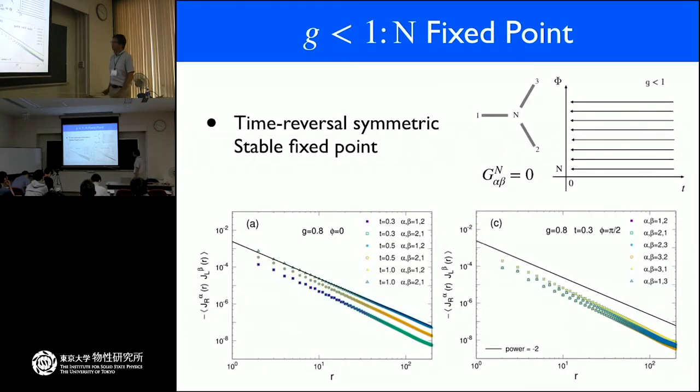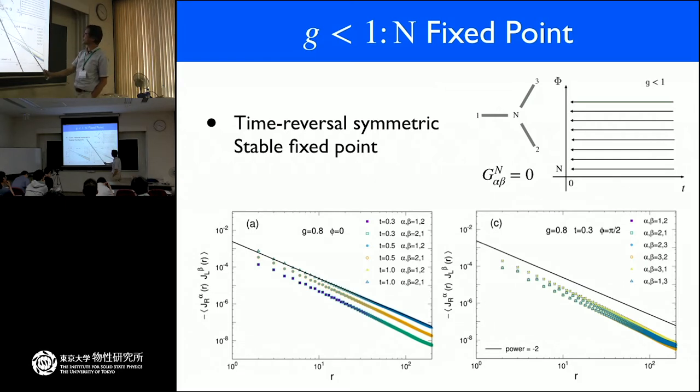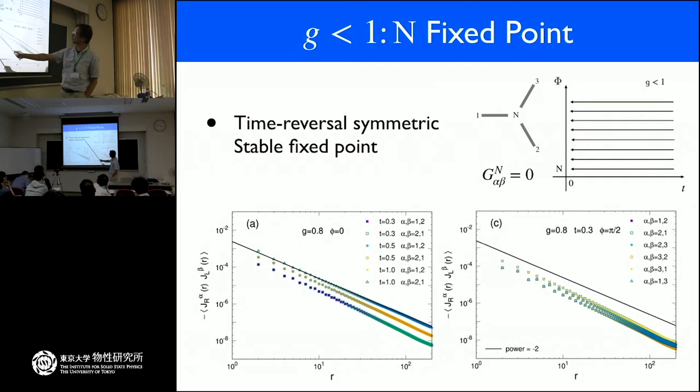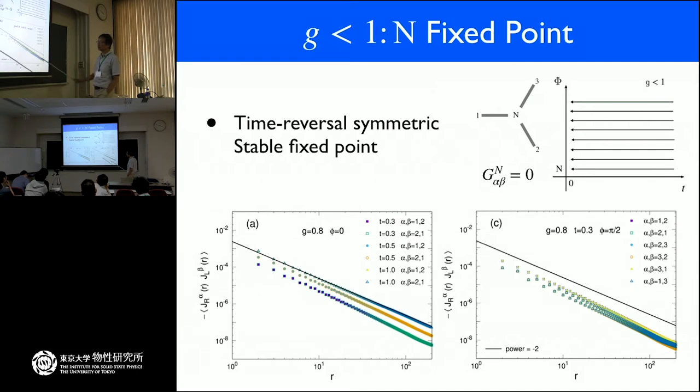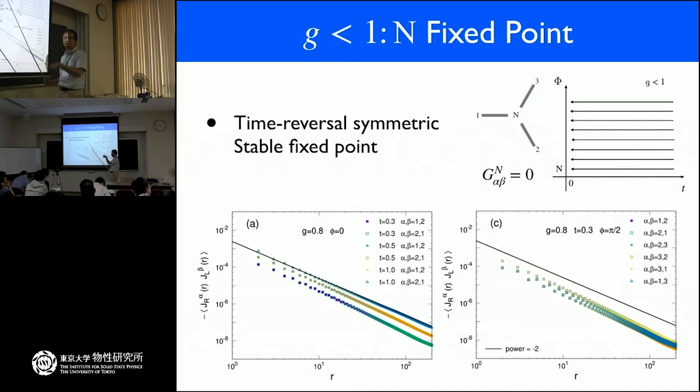So here we check G less than 1. N is the stable fixed point. It's time reversal symmetric, and the capacitance should flow to 0, which means that your current correlator power should be larger than 2. So it's minus 2 plus something, so that when you do an integral, the leading correction will go away. And this is exactly the case. This line is the power minus 2.